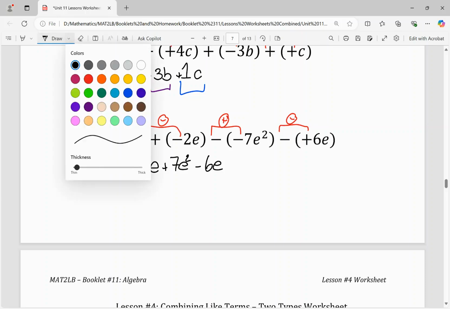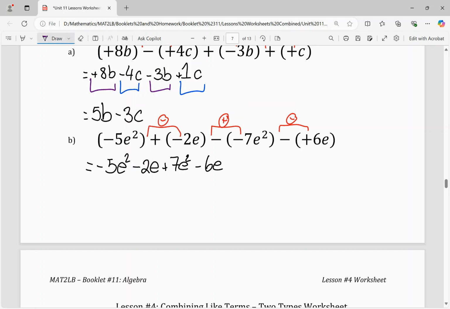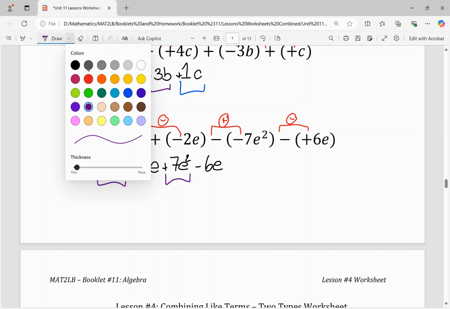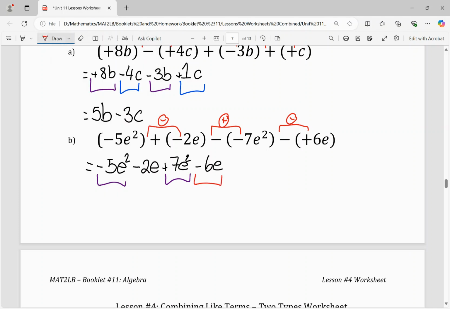Now, although these terms are all close to each other, they're not all like terms, right? Some of these e's are squared. So the negative 5e squared and the 7e squared, those are alike because the e's have the same exponent. Now, those are different, but the negative 2e and the negative 6e are the same with each other because they both have an e with an exponent of 1. So we're going to combine our purples and we're going to combine our reds, but separately.